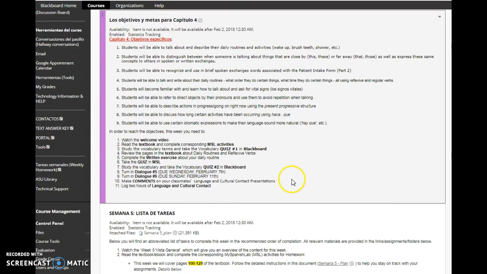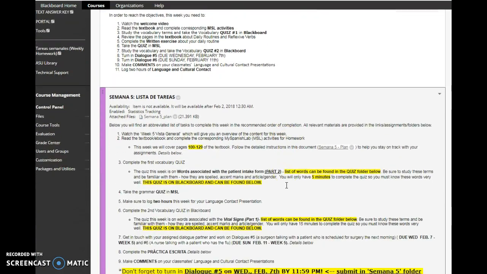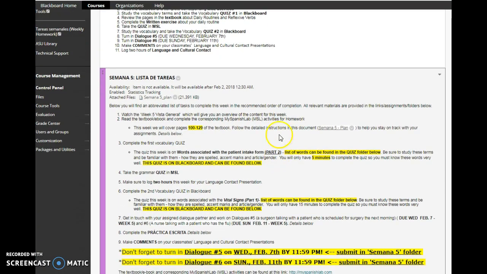Okay. So the lista de temas, a little bit more specific. You have the Semana 5 plan. Okay. So that should help you with the My Spanish Lab activities. Chapter 4 is covering pages 100, excuse me again, through 129. Okay.